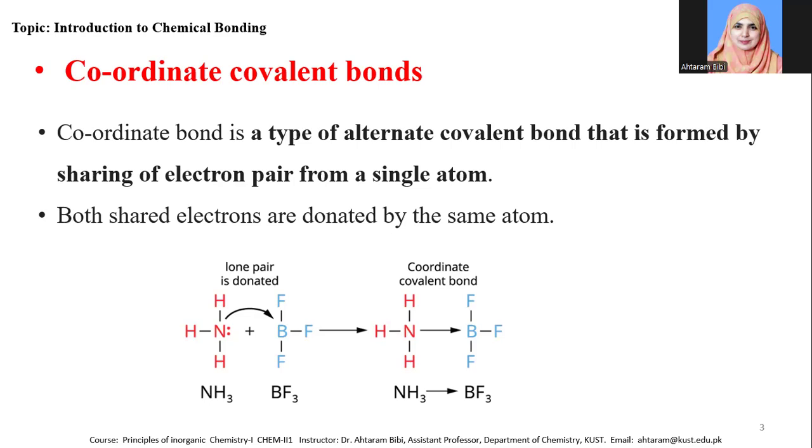In the coordinate covalent bond, one species is known as the donor and the other is known as the acceptor or receptor. In the example of ammonia and boron trifluoride molecule, the ammonia is known as the donor molecule while the boron trifluoride is known as the acceptor or receptor. So this type of bond in which both of the shared pair of electrons is donated by one of the molecules is known as coordinate covalent bond.